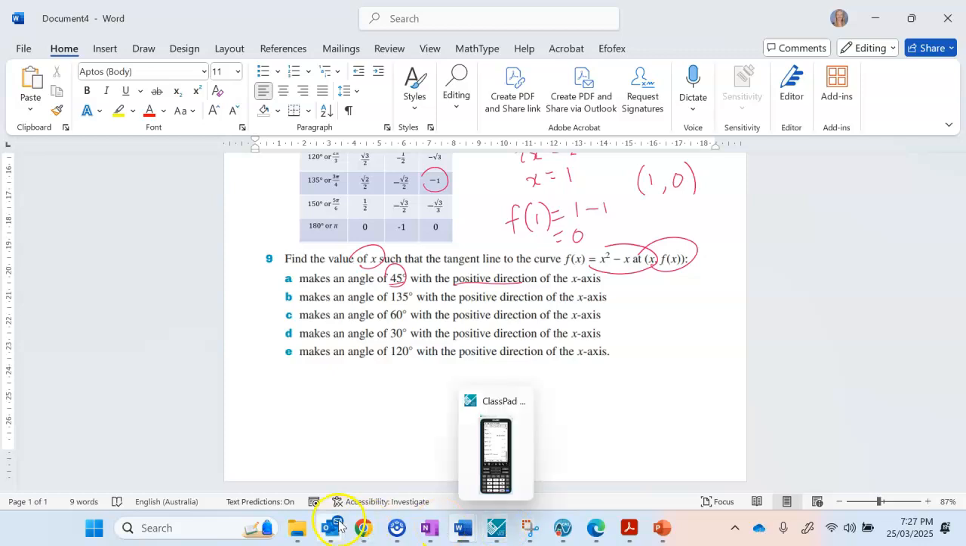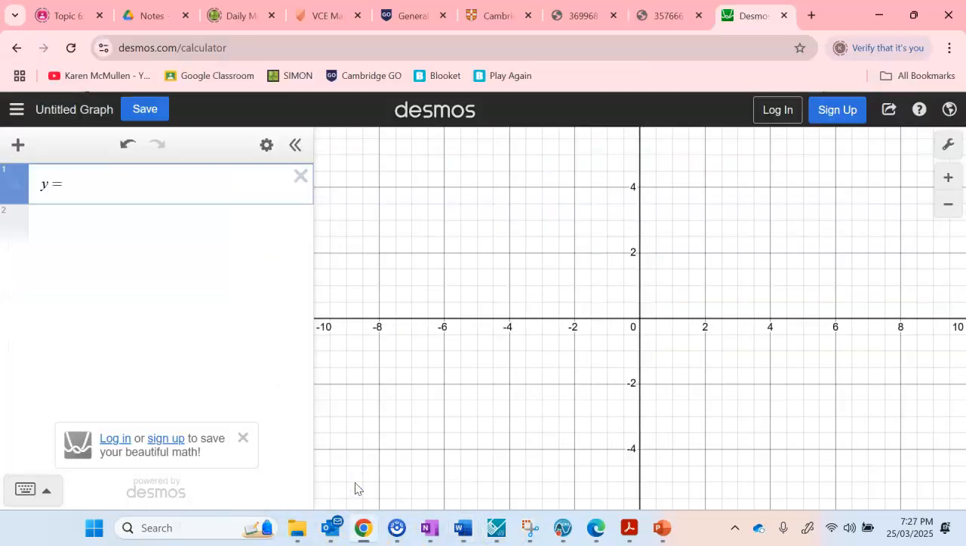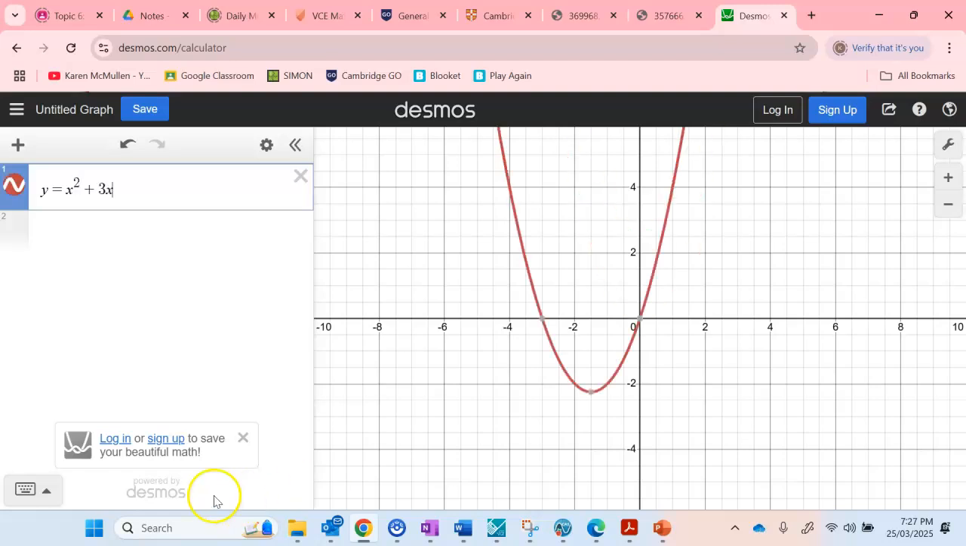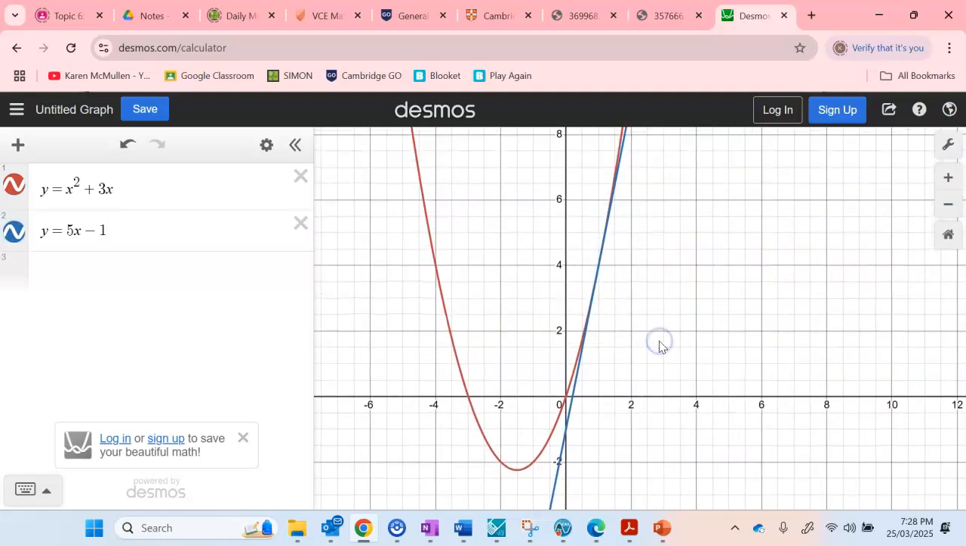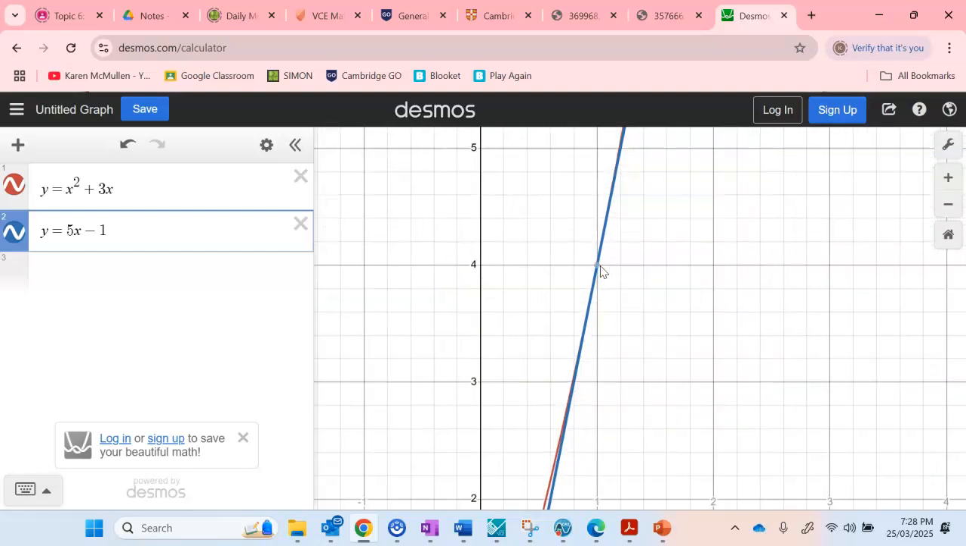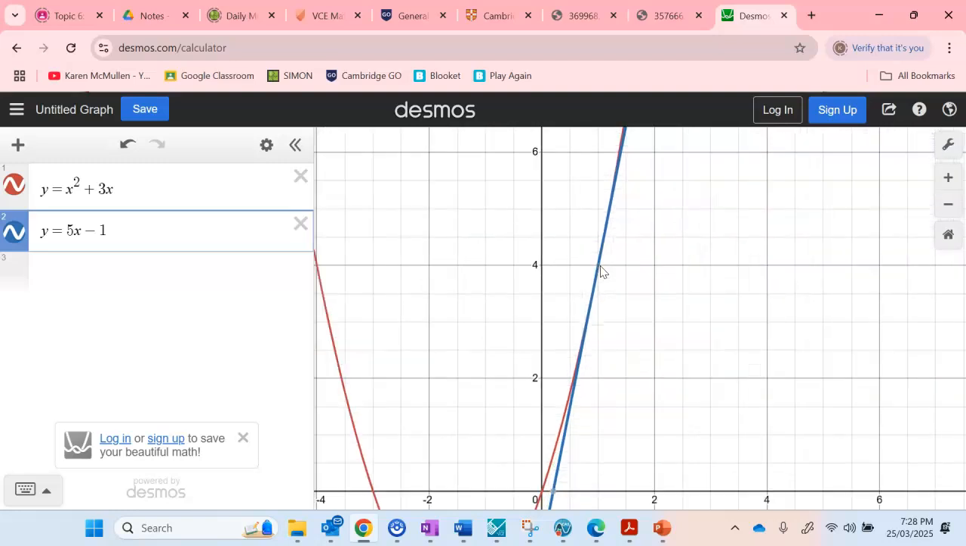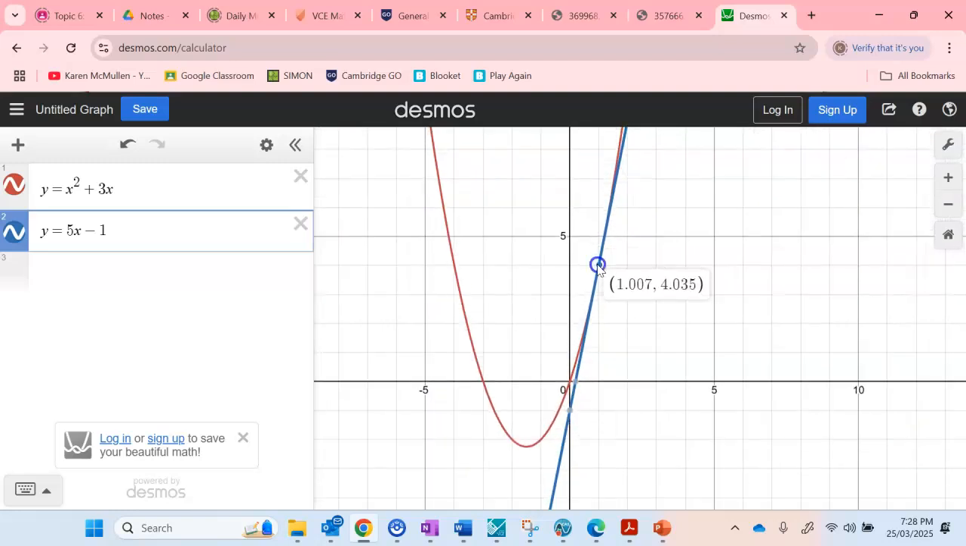Y equals x squared plus 3x, and then I'll just put the tangent line in as well. No, that's not the tangent line, that was the derivative. What was it? 5x minus 1 from memory. And it told us it went through the point (1, 4). So we can see that point of intersection. It might be a bit hard to see because the tangent line goes very, very close to that point. So there it is, (1, 4).